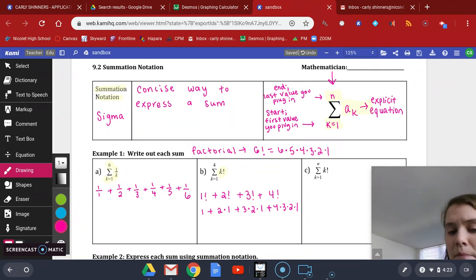And with both A and B, I hope you guys can see that in both of those, I could type those expressions into my calculator and I would get a number answer, right? An actual solution here.